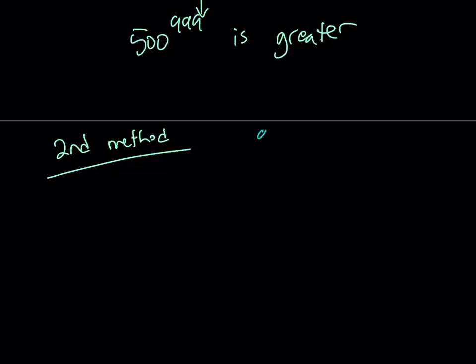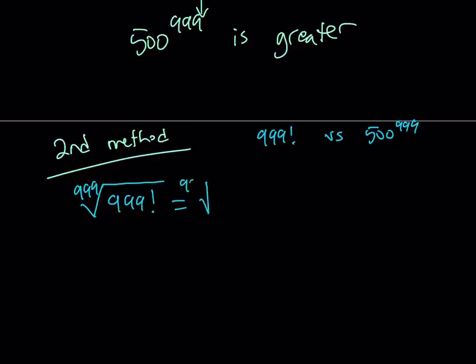We're comparing 999 factorial and 500 to the power 999. So it kind of makes sense to take the 999th root of both sides. So I'm going to take the 999th root of 999 factorial, and this is going to give me something like this. If you expand it, you're going to get the 999th root of 999 times 998, all the way up to 2, 1, and so on and so forth, right? So that's a radical expression.